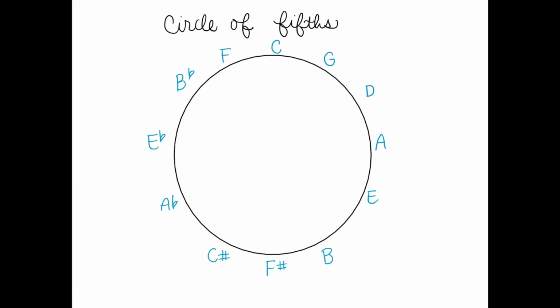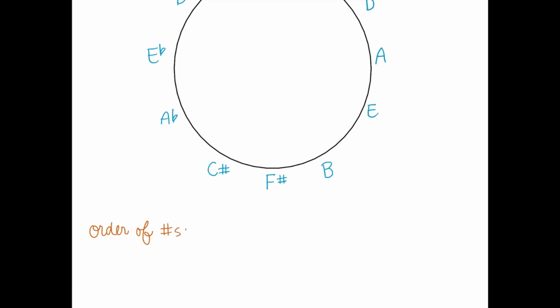All right, so now we are going to talk about each key and the number of sharps and flats that are in each key. I'm going to put the order of sharps right here. All right, for the order of sharps, it goes in this order. F sharp, C sharp, G sharp, D sharp, A sharp, E sharp, and B sharp.